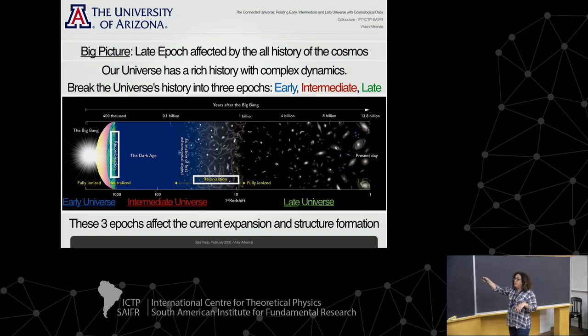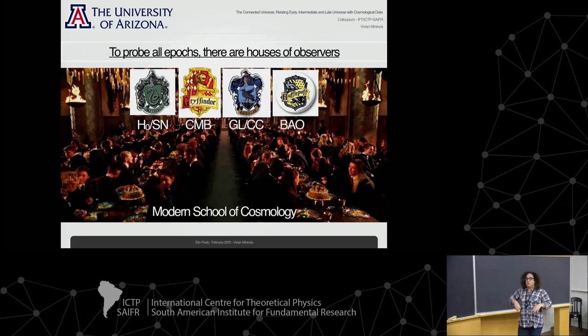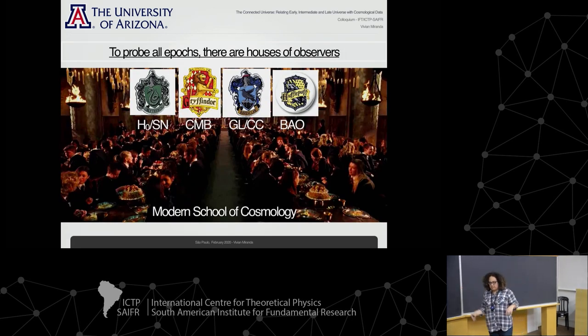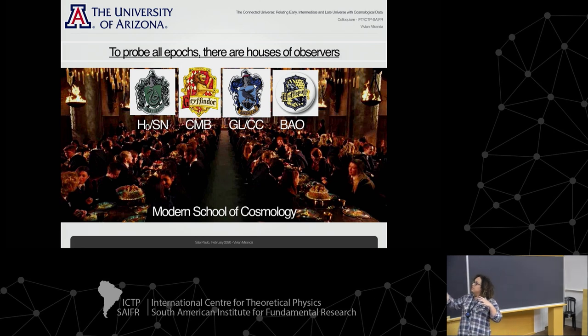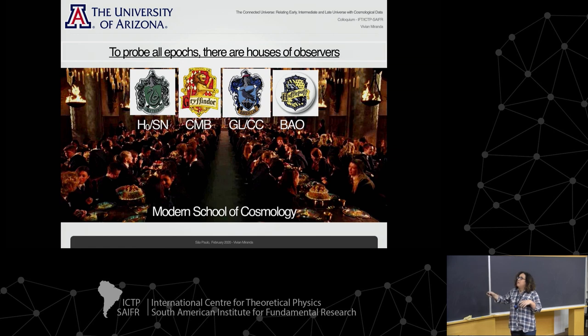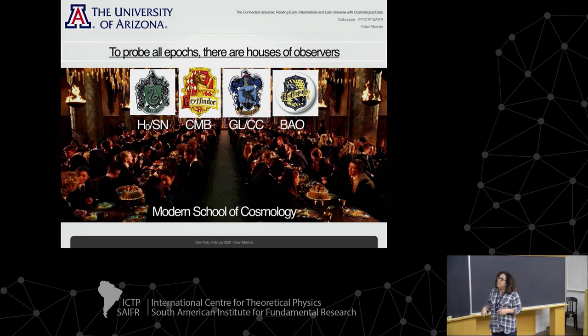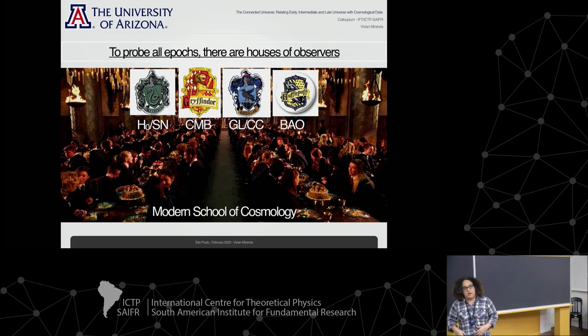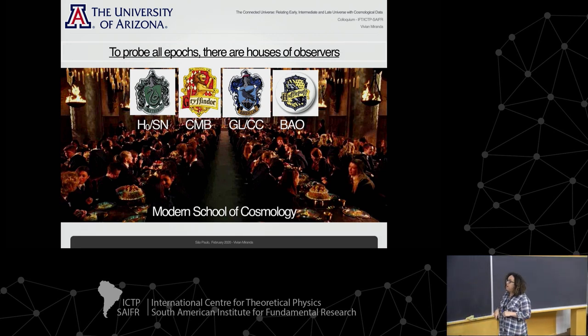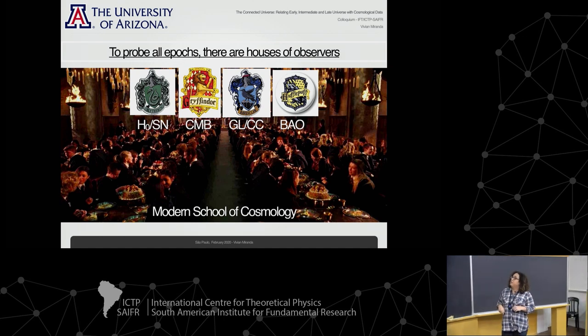So you see that you have all these different epochs that have different properties. And the light that is emitted from each of them has to travel the entire universe to reach us. So how can we extract information from all these epochs with all these different dynamics? Well, to do that, you need different types of observations. Broadly speaking, I like to call the modern school of cosmology the four main types of observables that we use. One is the cosmic microwave background, which is this radio signal that I'm going to talk about later, and which was also the topic of my PhD.